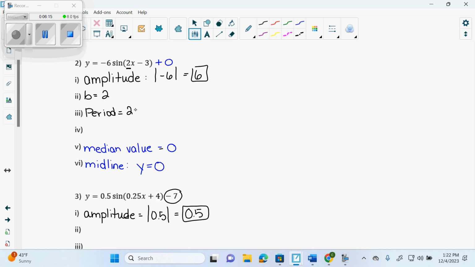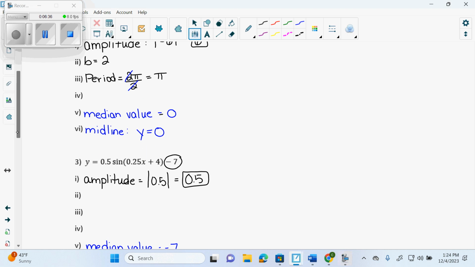equals 2 pi divided by B. That's on my formula sheet. What's B in this case? 2. The 2's cancel, and the period is pi. You try 3 and 4. Go. Confusion. So B is what on this one?